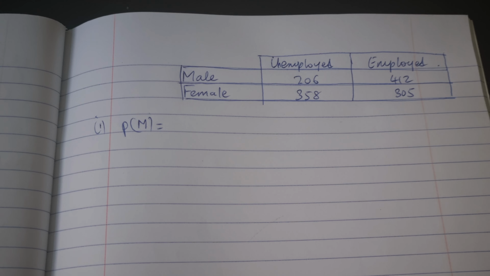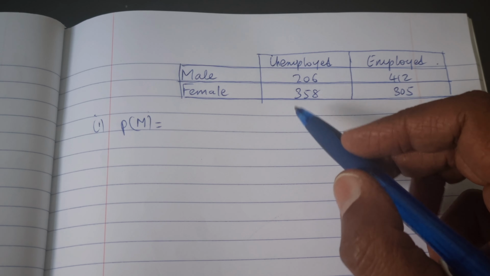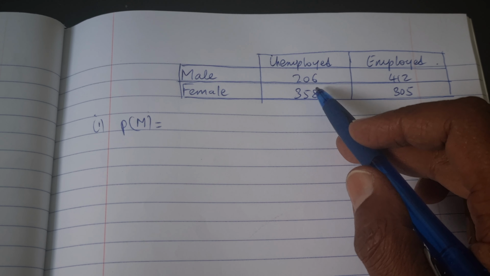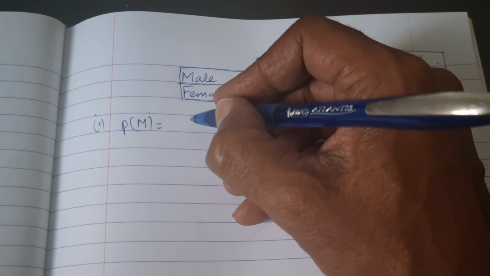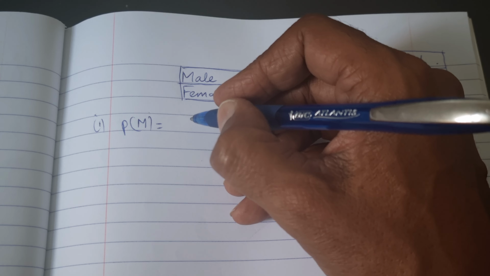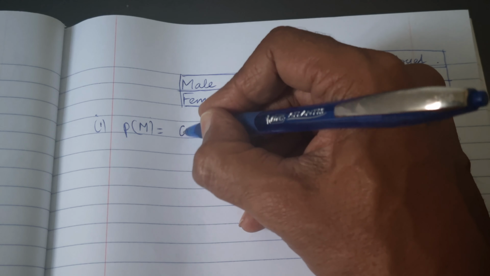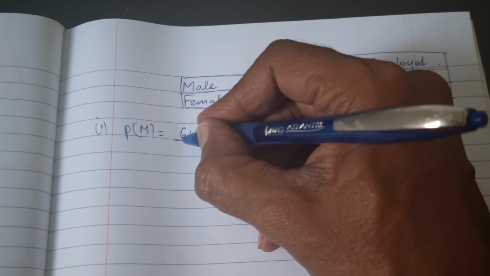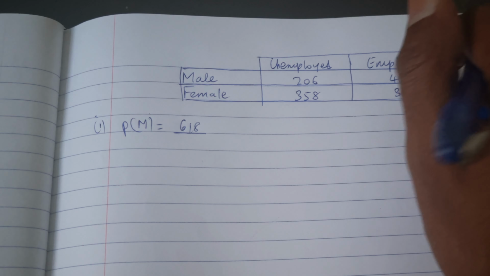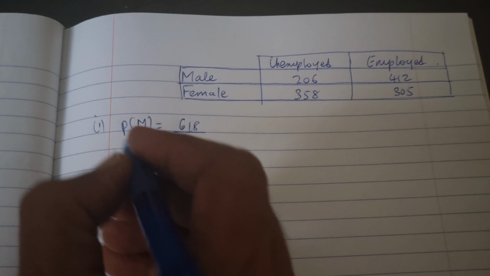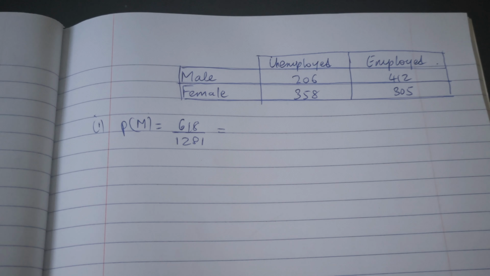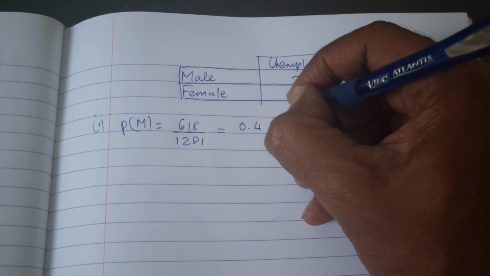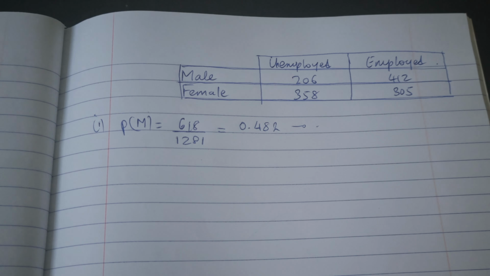Now for the first part, to find the probability that the person is a male, we need to find how many male people we've got. 206 plus 412 is actually 618. So we've got 618, and all of that divided by the total number of people, which turns out to be 1281. So if we do this, you should be able to get 0.482.